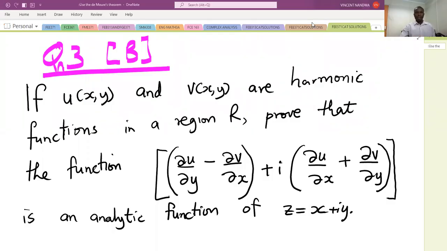Welcome. So we have to show that if u of x,y and v of x,y are harmonic functions in a region R, then the function ∂u/∂y − ∂v/∂x + i(∂u/∂x + ∂v/∂y) is also an analytic function of z, given by x + iy. So I'll prove this.